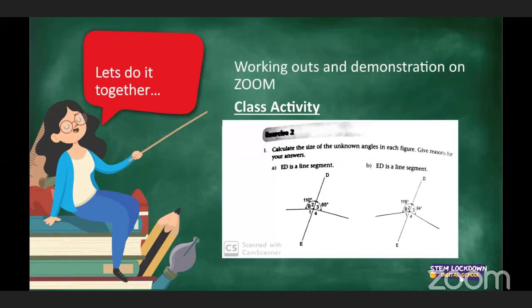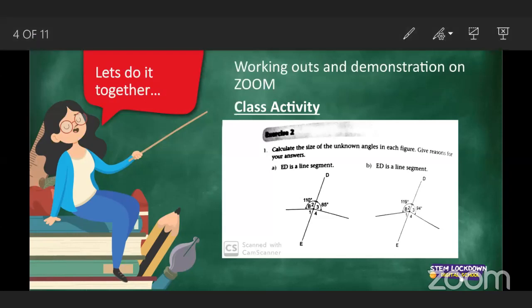So let's calculate then. We have our class activity, exercise 2, number 1. Calculate the size of unknown angles in each figure. Give reasons for your answer. Okay, so ED is our line segment. So our line segment equals 180 degrees. Here's our line segment D to E, right? That's our line segment from E to D.